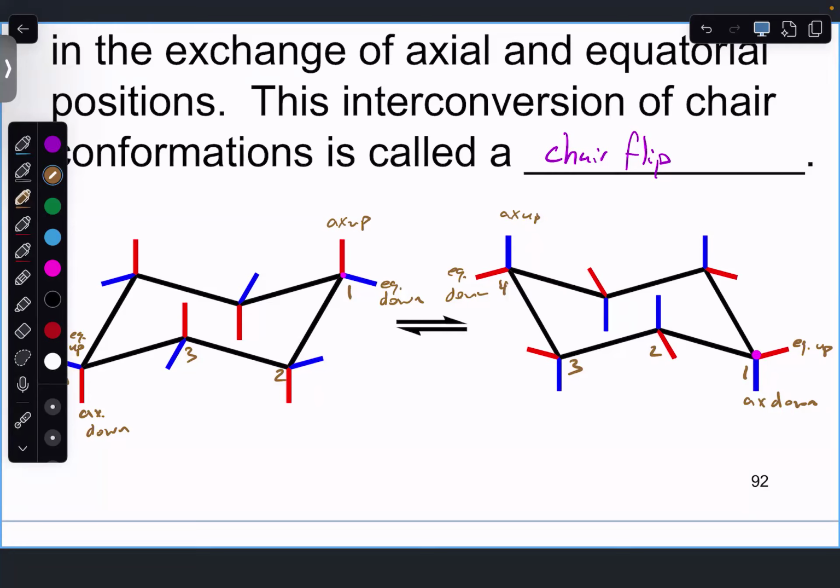Does anybody have questions on that? Just when you do a chair flip, all of your axial substituents become equatorials and all of your equatorials become axials.